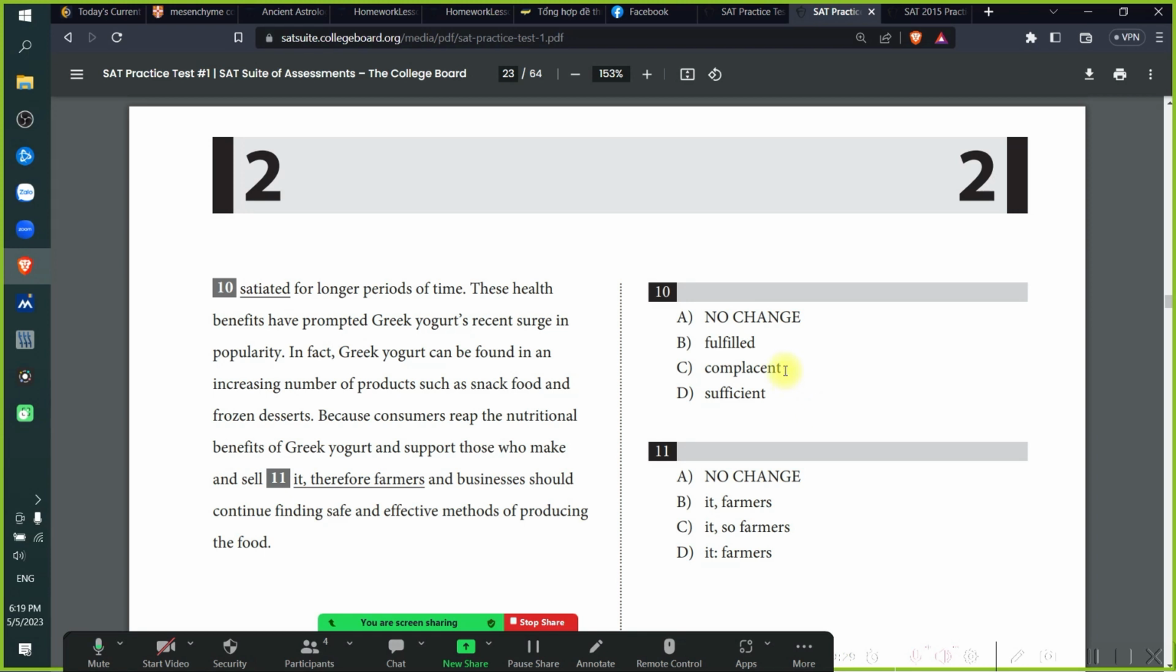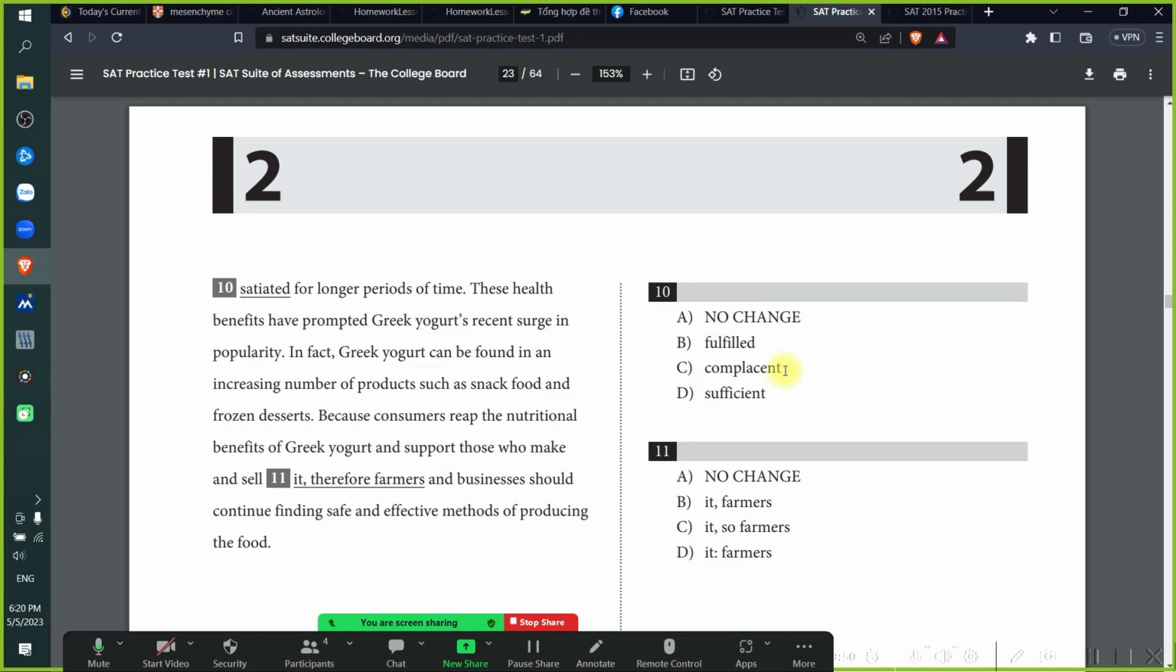Complacent talks about a behavior. You feel that you do not need to do anything else because you are the best. Cái complacent là tự mãn, là một cái hành vi hoặc là một cái cách suy nghĩ là mình không cần làm gì nữa tại mình là the best, là tốt nhất rồi. Tự mãn. Sufficient means enough.